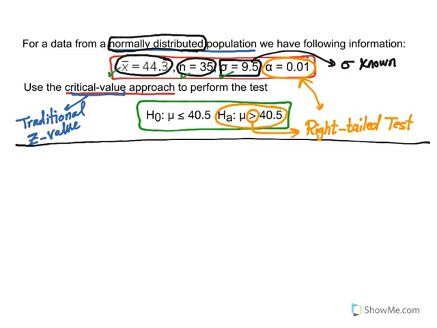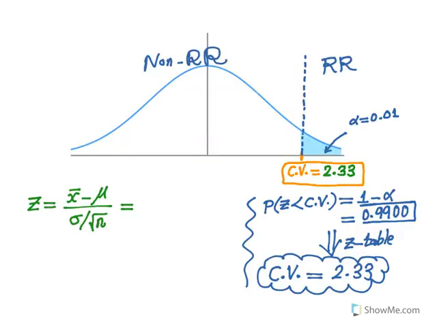Sigma is here, n is here. But where is mu? For such questions, you always take mu to be the number that you see here, or here. It's the same number. So take the number here as your mu for the test statistic. So it's 40.5. And so let us do it now.